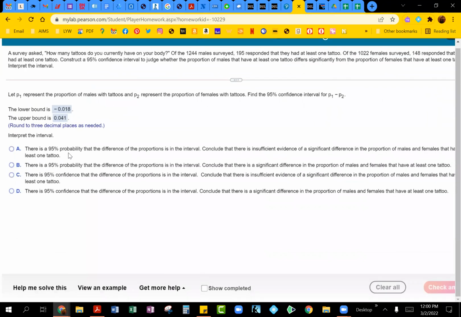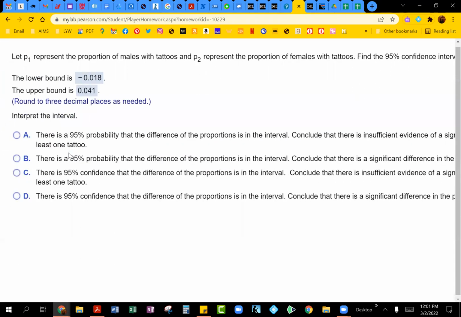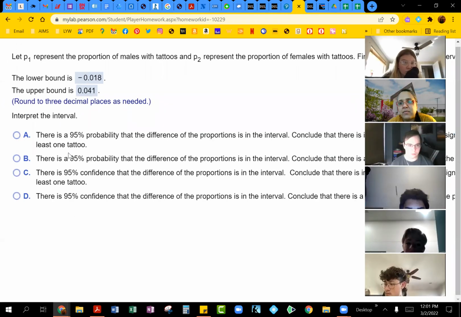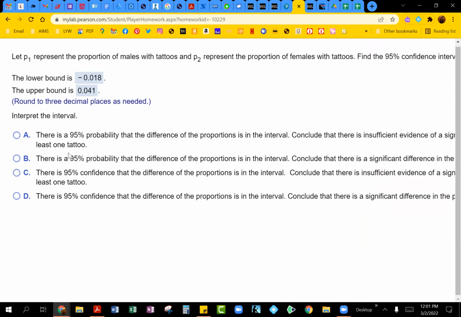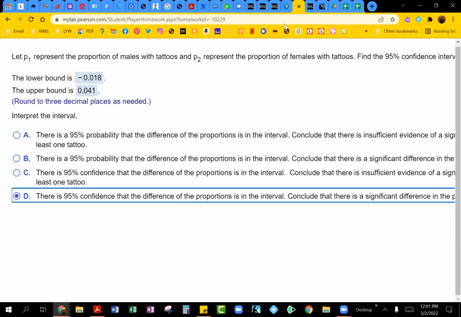All righty, so this is where we are doing an interpretation. They are saying, okay, there is a 95% probability, there is a 95% confidence. So which one do you even start out with? Do we do a probability or a confidence? Confidence. Yeah, because remember, this was a 95% confidence interval. So again, they're making sure you know what you're doing here. So it's got to be options C or D.